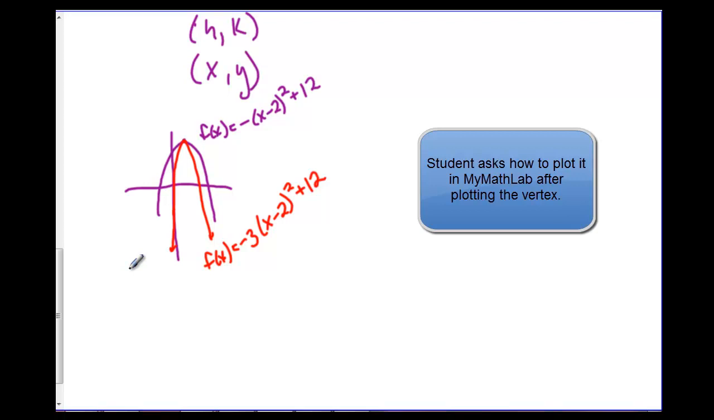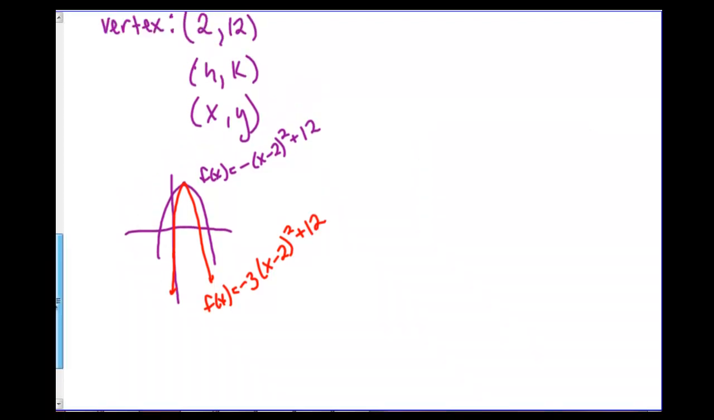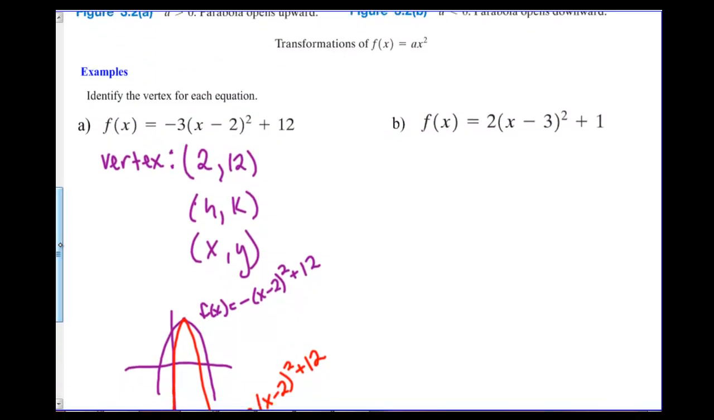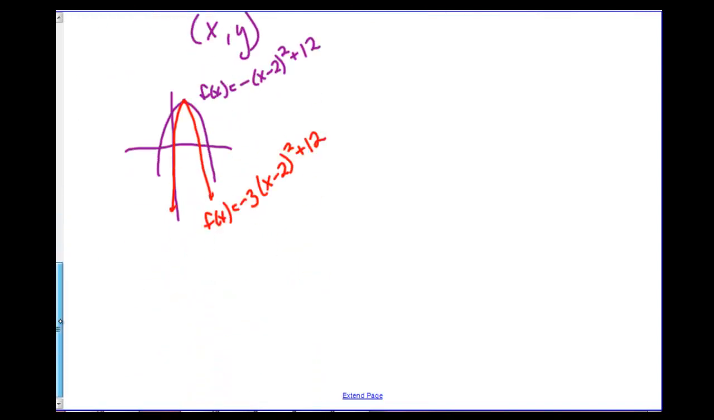Oh, you plug in a point. Oh, yeah, you do. So anytime you guys are trying to graph anything, just plug a point in. So if we've got our equation, f of x equals negative 3 times (x minus 2) squared plus 12, I usually like to pick an x that's 1 away from the vertex, or I pick x as 0. How about we'll pick x as 0?